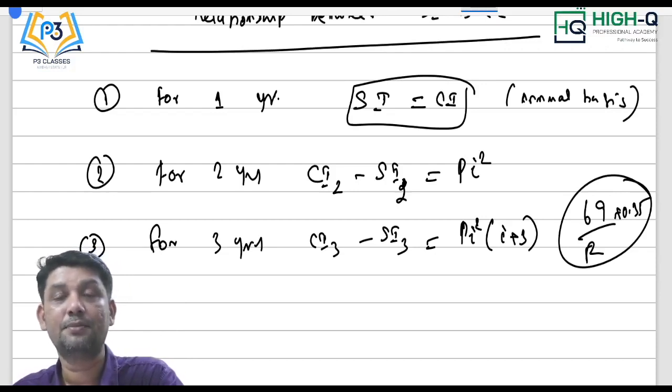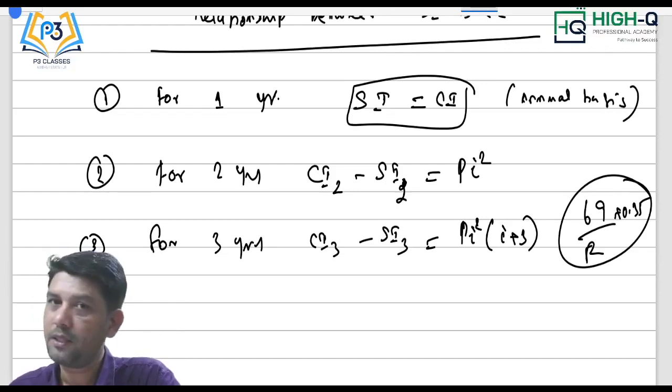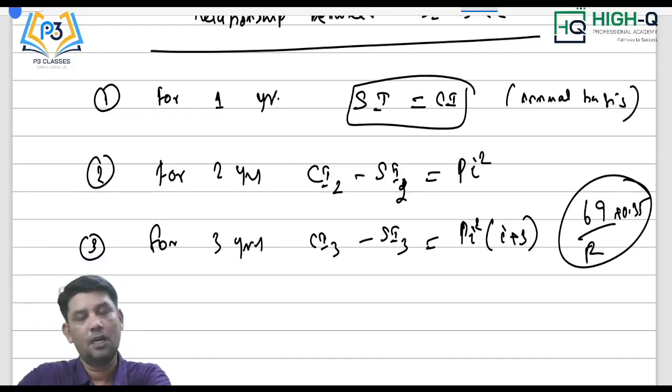These things come under compound interest. Of course, compound interest, definite questions are going to be there. Do not ignore compound interest.